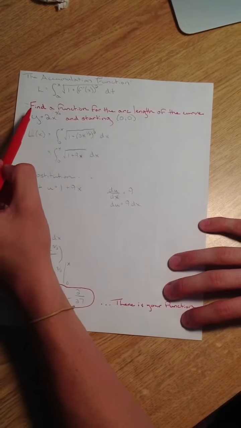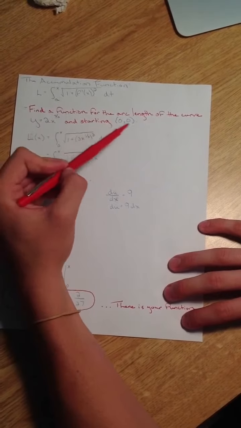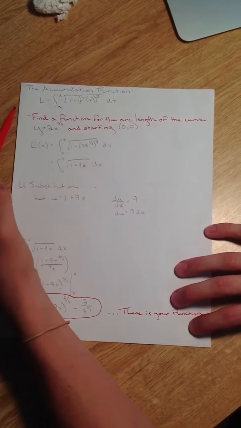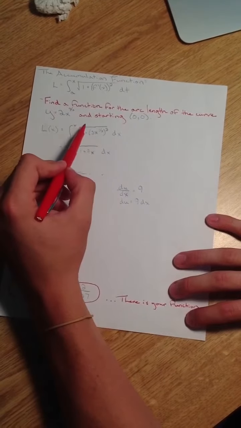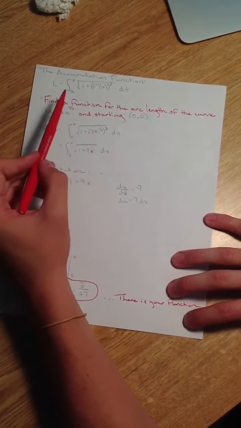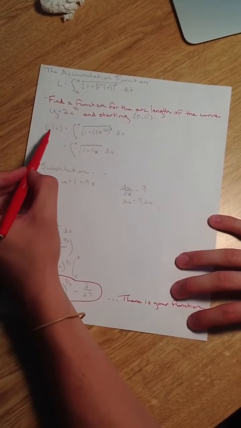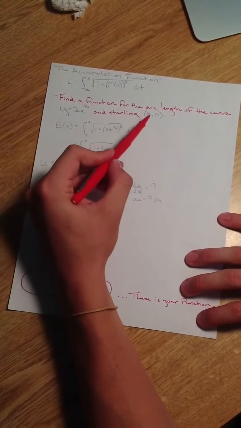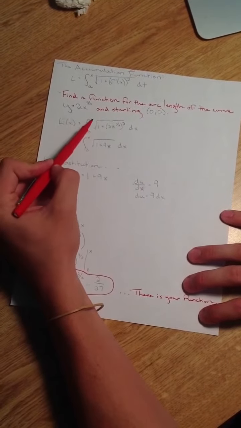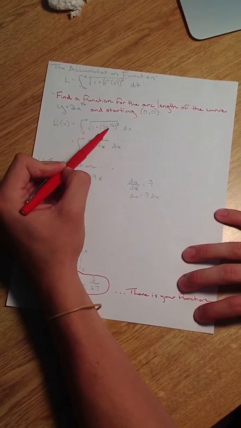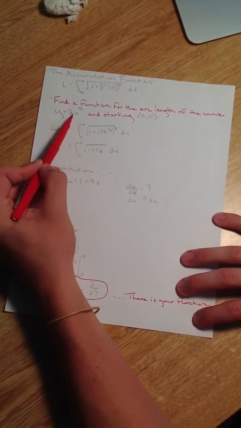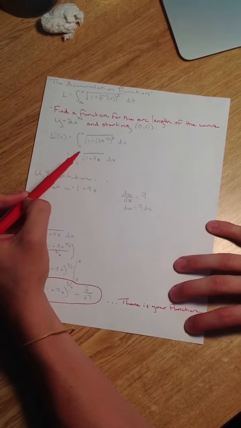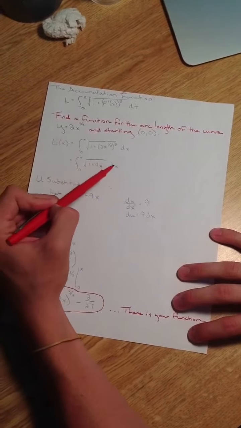Now, let's look at an example. Find the function for the arc length of the curve y equals 2x to the 3 halves starting at 0, 0. So let's set up the equation for arc length using this new accumulation function equation. So the length of x is equal to, with 0 as the start, the integral between 0 and x of the square root of 1 plus 3x to the 1/2 squared, the derivative of 2x to the 3/2. That simplified is the integral between 0 and x of the square root of 1 plus 9x dx.